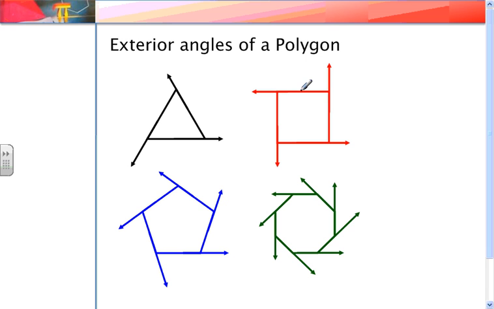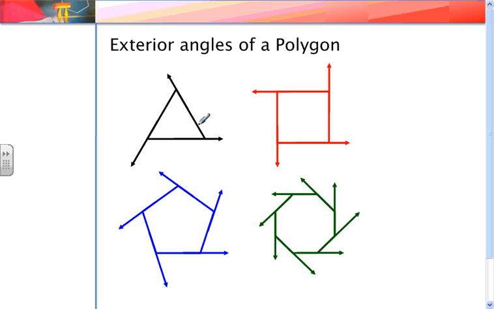How many sides did I have? 4. There's a direct relationship there. If I have a pentagon, which has 5 sides, I have 5 exterior angles. If I have an octagon, which I have here, I have 8 exterior angles. 1, 2, 3, 4, 5, 6, 7, 8. And what we want to do is figure out, well, what do all of these exterior angles add up to?